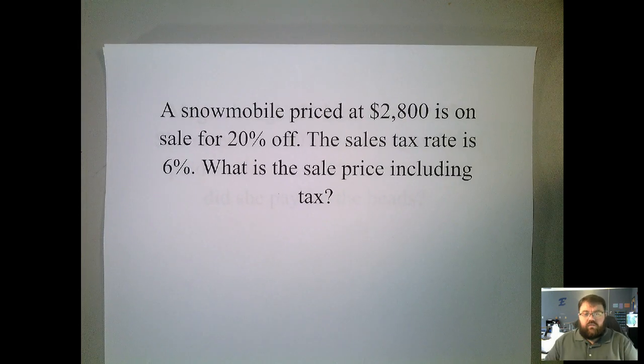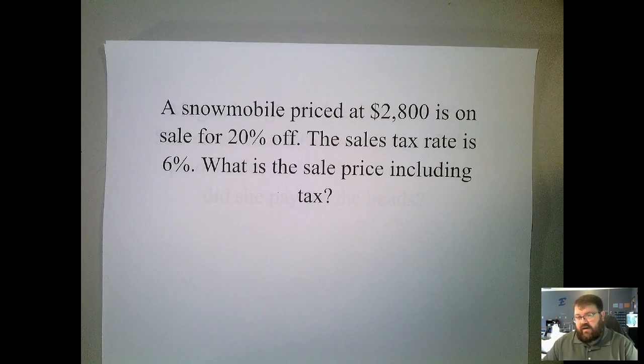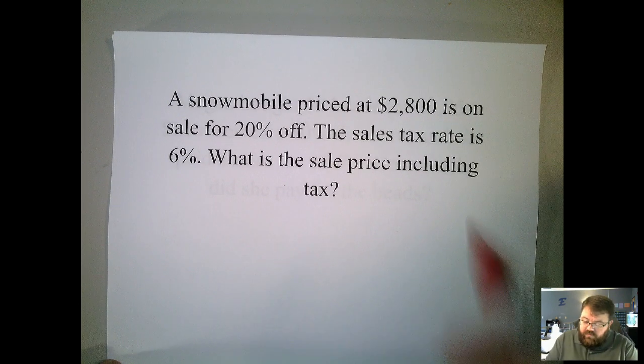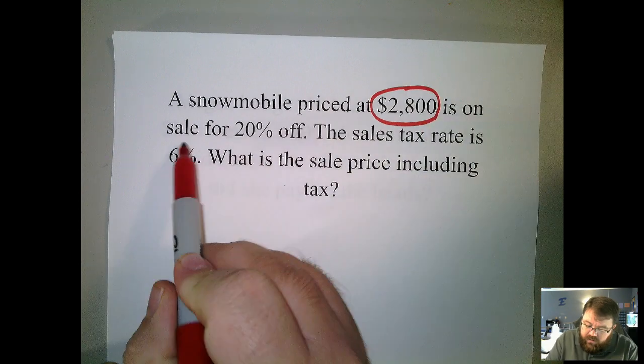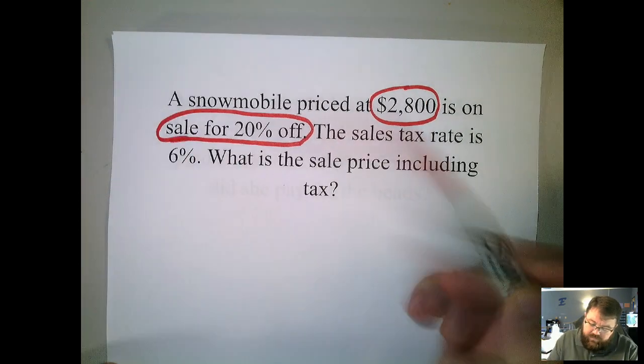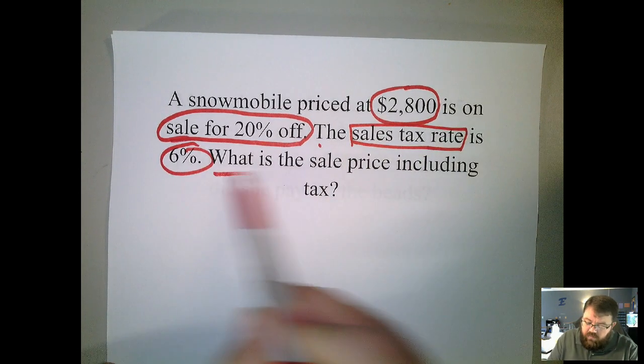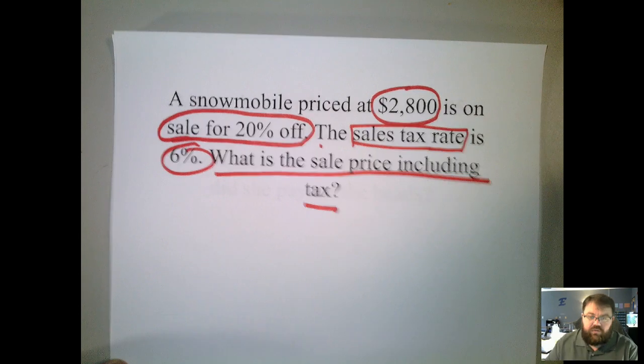All right, so what we're going to do now is we're going to start pulling from multiple skills that we've talked about. And a lot of times these are the types of questions that you will see on MAP testing, K-Prep testing, even our unit assessment. You will see these types of questions when we're talking about taxes and tips and discounts. So this one says a snowmobile priced at $2,800 is on sale for 20% off. The sales tax rate is 6%. What is the sales price including tax?